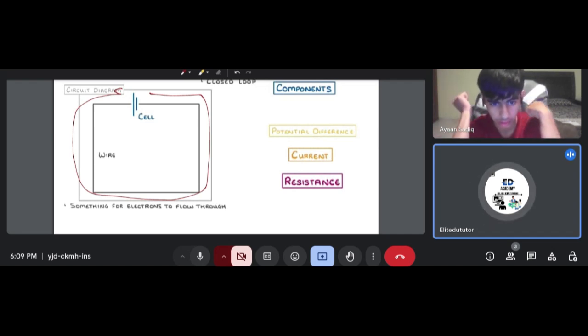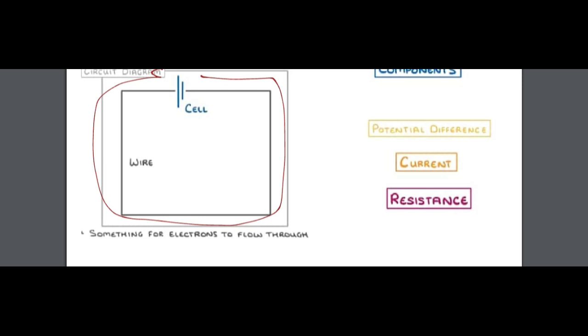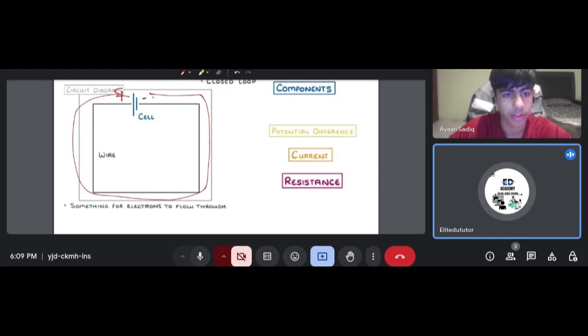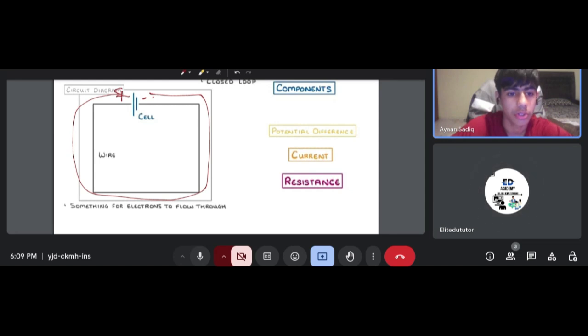Current is flowing from the positive. Can you tell me which one is positive, which one is negative from the cell? Longer one is positive, smaller one is negative. Remember these two things, okay? No current will transfer from negative to positive.